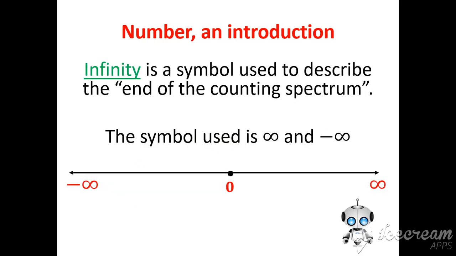Right, let's quickly chat about this word infinity. Infinity is a symbol used to describe the end of the counting spectrum. Now in real life, there is no end, because if I get up to a really large number, you're just going to add 1 and go 1 further than me. So technically there is no end to counting, but we use it basically to describe a very, very large number. Now if we're counting in the positive direction, we go to positive infinity. If we're counting in the negative direction, we count to negative infinity. The symbol used is this sort of sideways 8.